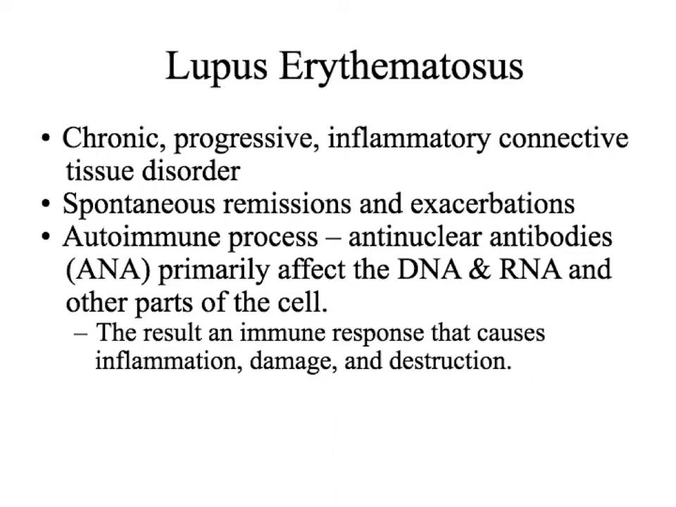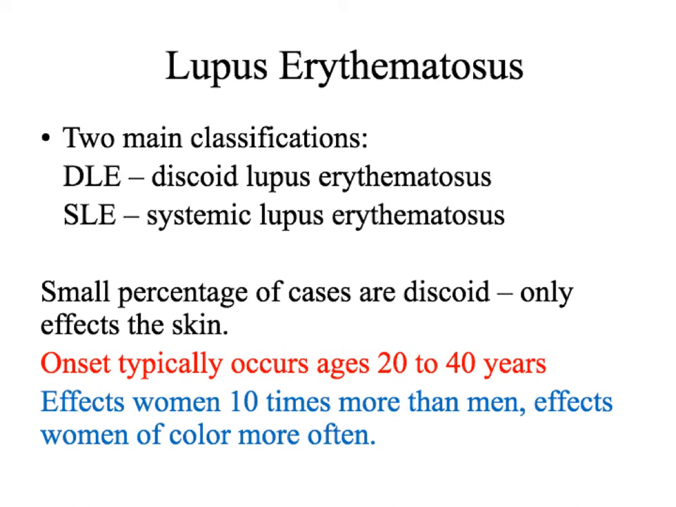There are a couple different types of lupus. One only affects the skin. The other one is the systemic lupus, which is most prevalent. The one that attacks the skin is a very small number. It typically is systemic, which means it affects all body parts. We'll talk about that in the next few slides. So these are the two main classifications.